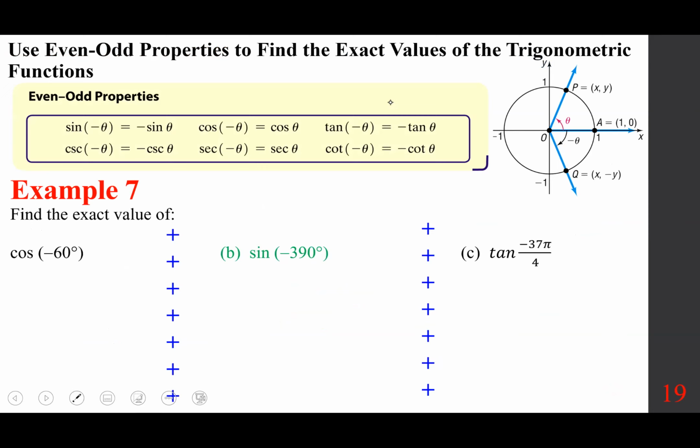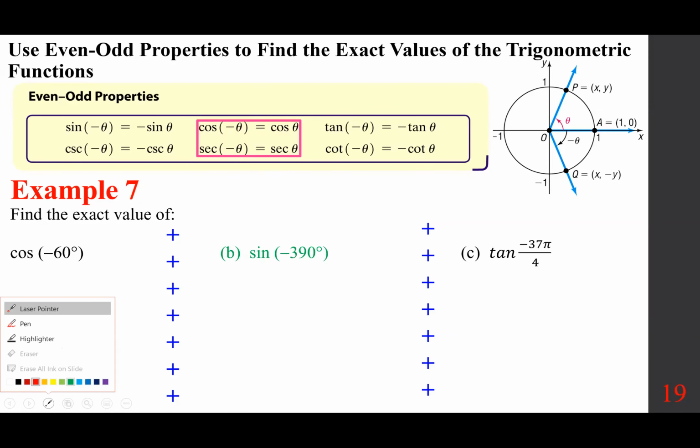All right, we want to use even and odd functions. So in general, all trigonometric functions are odd, except these two. Cosine of negative theta is cosine theta, secant of negative theta is secant theta. First, let me just remind you of even and odd functions from algebra. Here's the definition you probably remember.